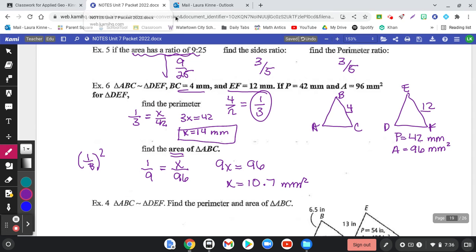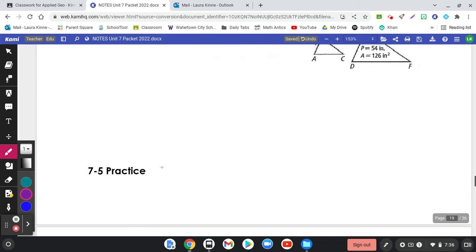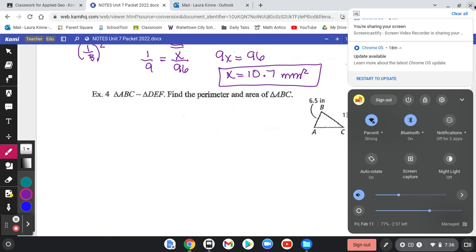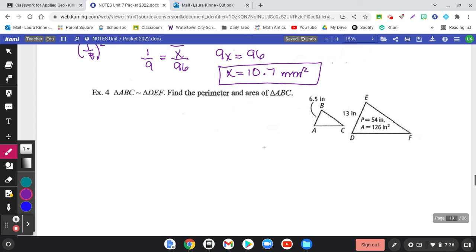All right, so a little tricky with those, but just remember perimeter has the same ratio, area, you square it. All right, one last example, and then I'll leave you to the practice, which we will go over on Monday. Hopefully I'm here Monday. If not, I'll put up instructions on what to do.